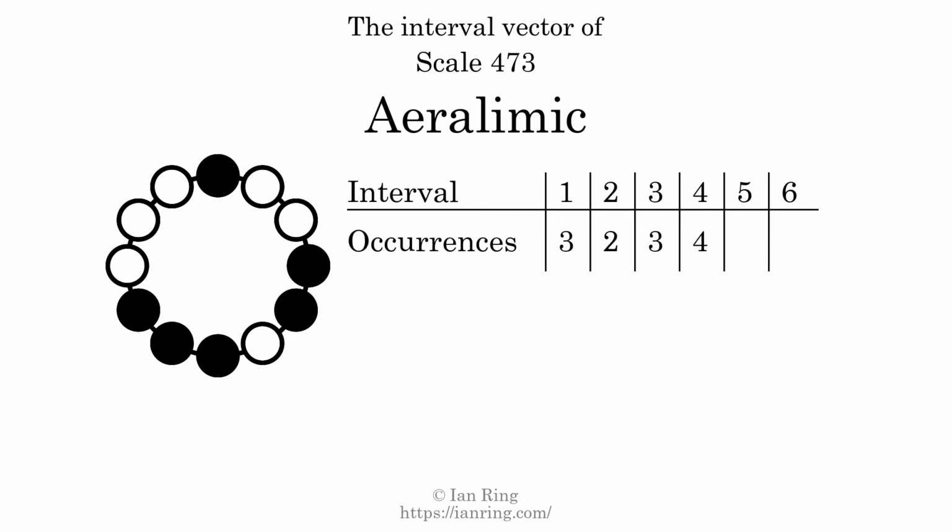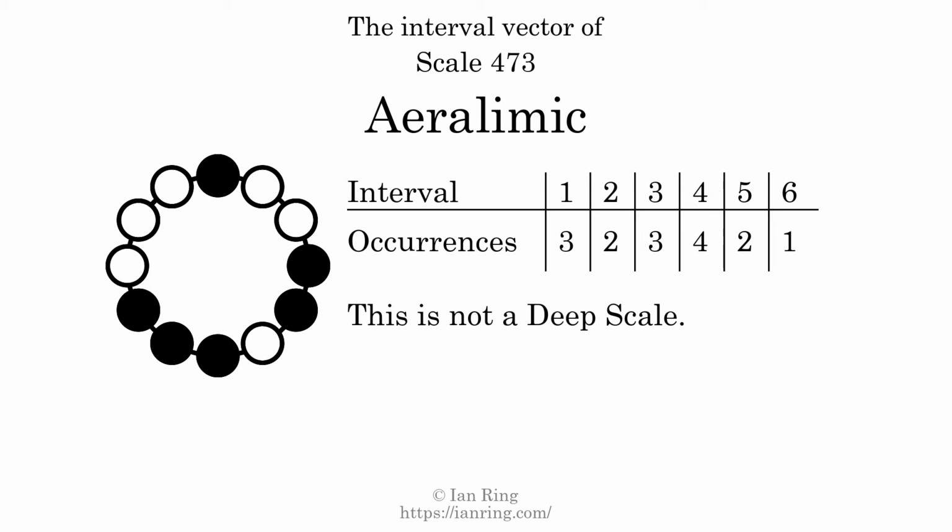There are 4 intervals with the size of 4 semitones. They are here, here, here, and here. There are 2 intervals with the size of 5 semitones. They are here, and here. There is 1 interval with a size of 6 semitones. It is here. Each interval does not appear in this scale a unique number of times, so this is not a deep scale.